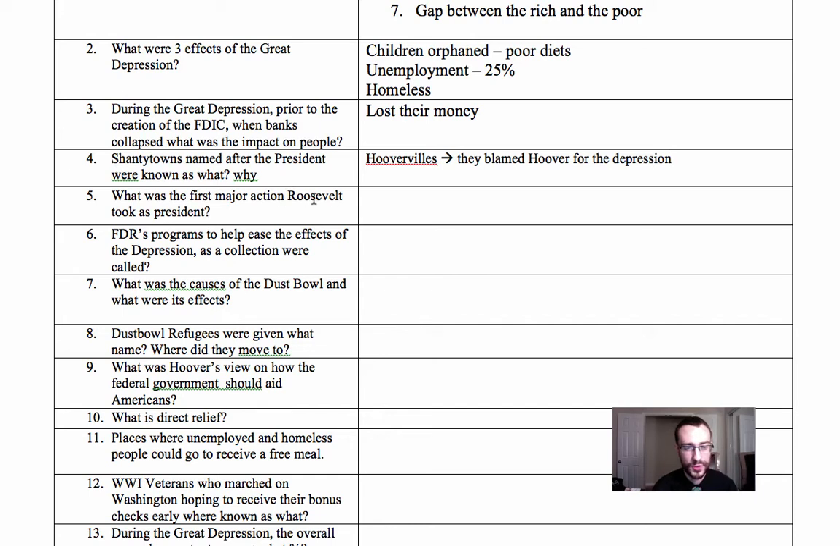Number 5, what was the first major action Roosevelt took as president? If you remember from the simulation, he wanted to fix the banks. That was his first priority. Number 6, FDR's programs to help ease the effects of the Depression, as a collection, were called what? This is huge. This is one of the biggest things in history that you will need to know. The New Deal. Now, after the New Deal, the government is going to have a larger effect on people's lives. The government is going to be more involved overall.